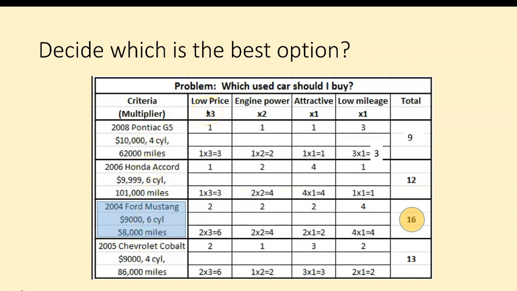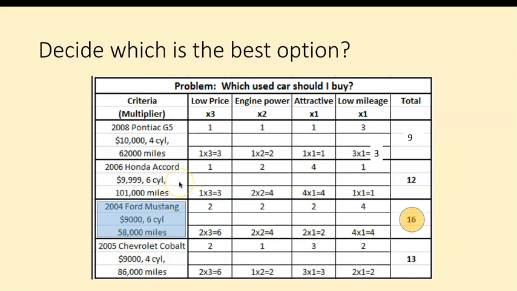Now, what I'm going to do in each column is rank them based on how they fit the criteria. And actually, the lowest number is the lowest rank, the highest number is the highest rank. So when I look at low price, you can see that the Pontiac G5 and the Honda Accord are both $10,000. They're the most expensive, so they don't fit that criteria well. So they both get a 1. They're a tie. When I look at the Ford Mustang and the Chevy Cobalt, they are both $9,000, so they fit the low price criteria better, and there's a tie. Now, if the Mustang had been $8,000, it would have probably received a 3, and the Cobalt would have received a 2. But since they're the same, it ties.